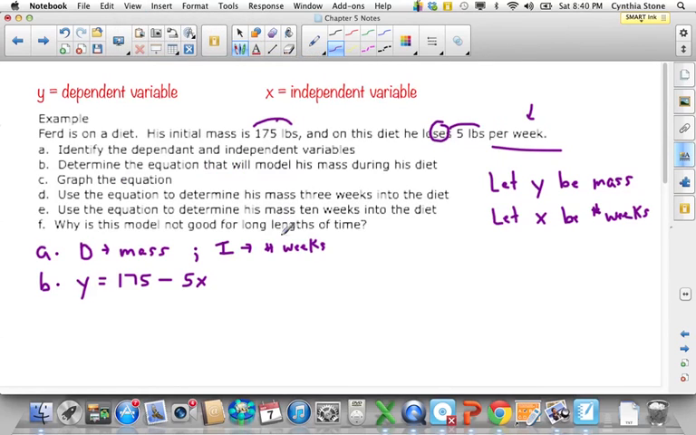So we did the graph, check. Use the equation to determine his mass 3 weeks into the diet. That's part D. So his mass, Y, will be 175 minus 5 times 3, which is 160. Of course, you could read that off the graph as well.